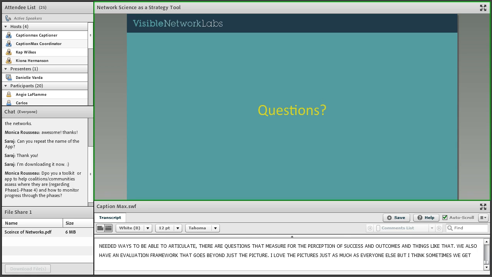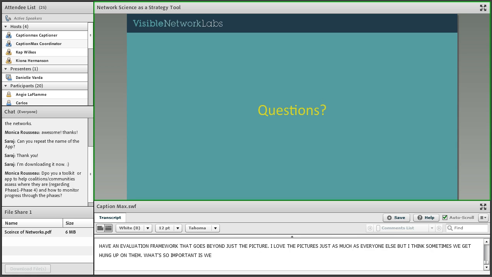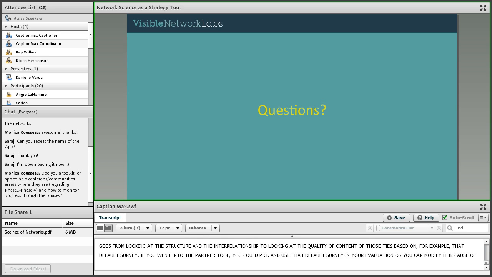We have a scale of value because people said, I will come to these networks when there is value for me and others, and we needed ways for people to be able to articulate when that value existed or not. We have questions that measure perceptions of success and outcomes and things like that. And so we also have an evaluation framework that goes beyond just the picture. I love the pictures as much as everyone else, but I think sometimes we get a little hung up on them. What's so important is to understand the value and the magic of the data behind it.